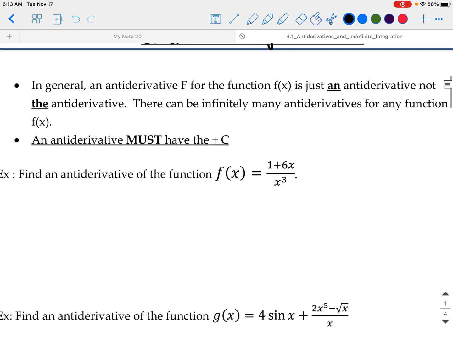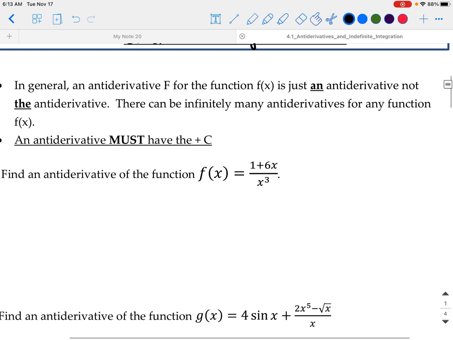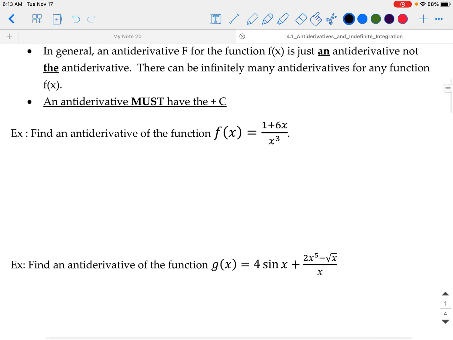So we'll note down here, in general, an antiderivative is just an antiderivative, not the antiderivative, because we have that plus c, so there's not necessarily a definite one. We can get the exact antiderivative if we have more information. An antiderivative must have the plus c. Okay, so let's find the antiderivative of the function f of x given here.